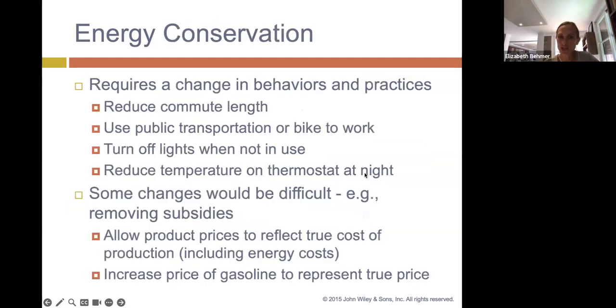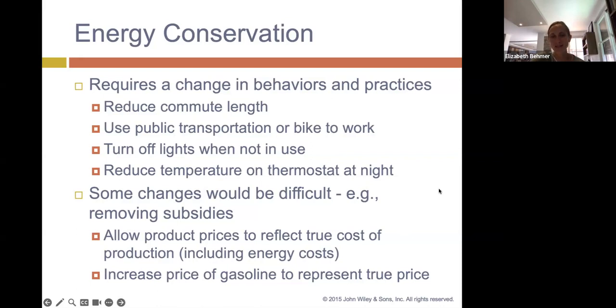Energy conservation requires a change in behaviors and practice. For example, we can reduce our commute length, use public transportation if possible, bike to work, turn off lights when not in use. That is so important. I could probably turn off those lights right now. I do not need those on. Reduce temperature on the thermostat. Some changes would be difficult.